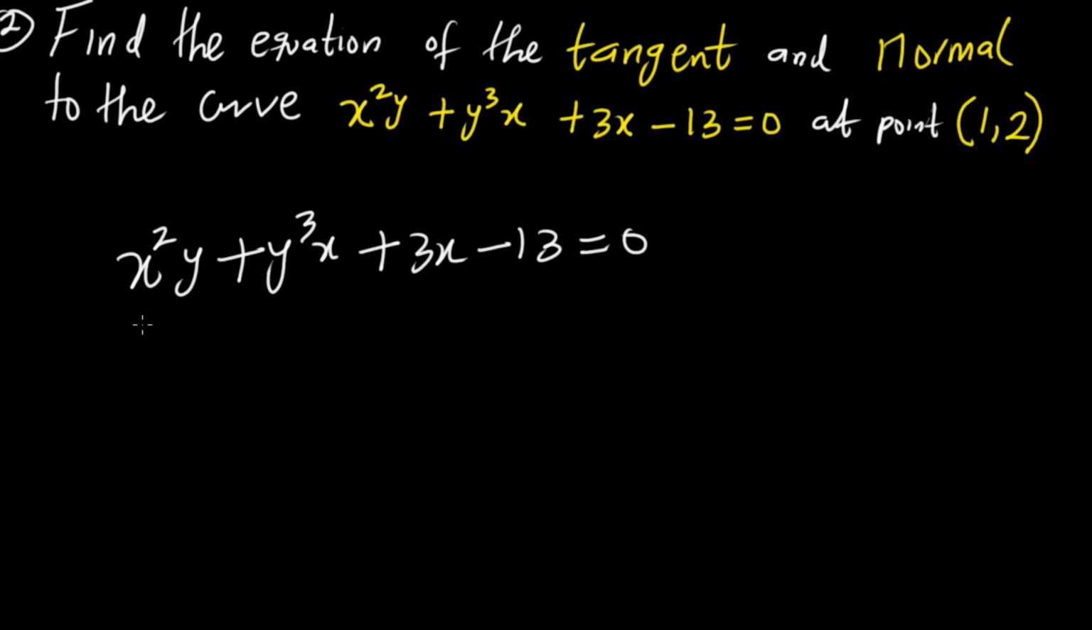So the first thing, if you are differentiating x, which is the first expression here, we're going to keep y constant. To differentiate x squared, I'm going to have 2xy. So nothing will happen to y, but x will be differentiated.